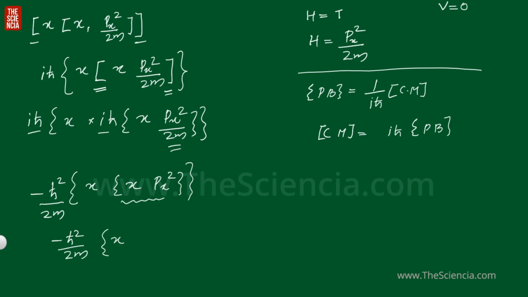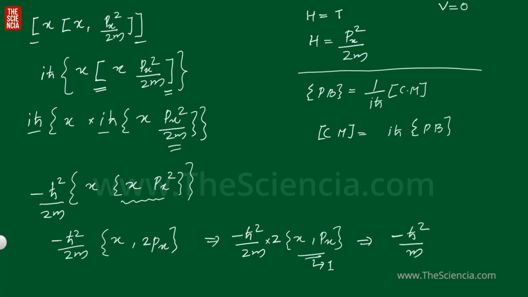We can use the trick. So what we get? Derivative of px square into Poisson bracket of x px. So we get 2px. That is equal to minus ħ square by 2m into, here we can take the 2 outside, into 2 Poisson bracket of x px. What is Poisson bracket of x px? It is equal to 1. So what we get? We get this is equal to minus ħ square by m, because this 2 cancels. So this is the answer. So here we solve the quantum mechanical problem by using classical mechanics.